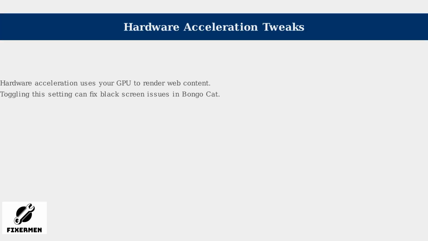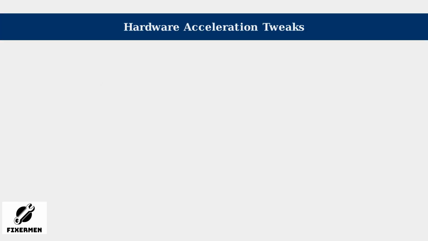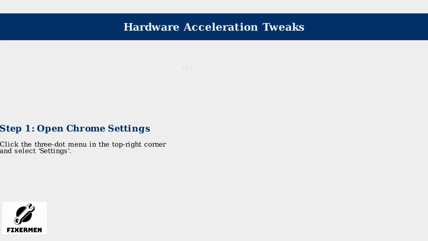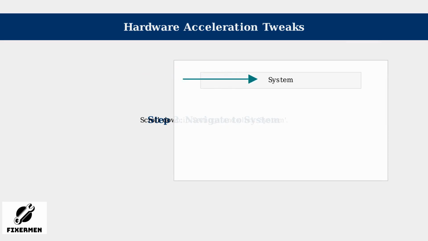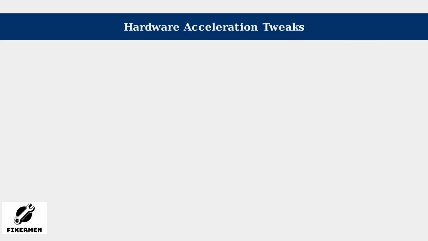Hardware acceleration uses your computer's graphics processor to render web content more efficiently. If WebGL rendering is failing in Bongo Cat, toggling this setting can often resolve black screen issues. First, open Chrome Settings by clicking the three-dot menu in the top right corner of your browser window. In the Settings page, scroll down and click on the System option to access advanced settings.